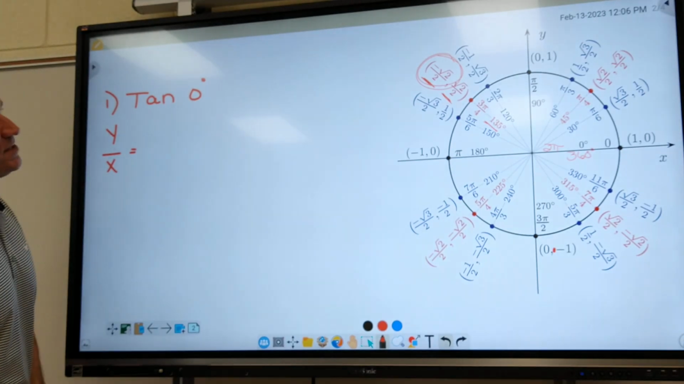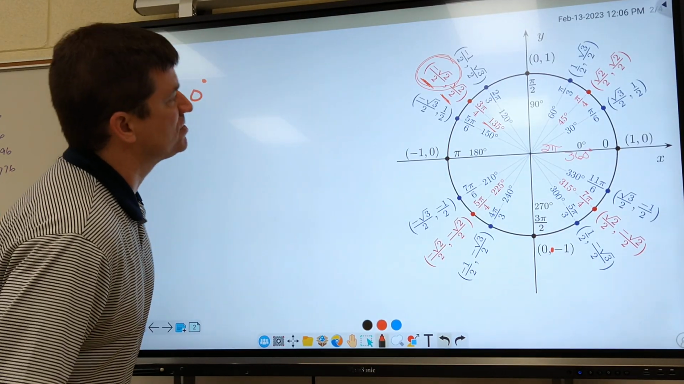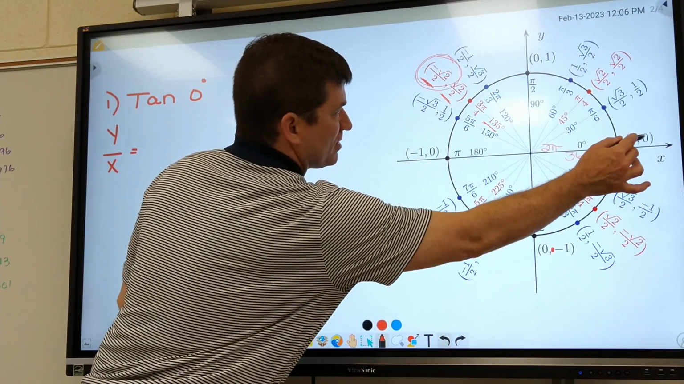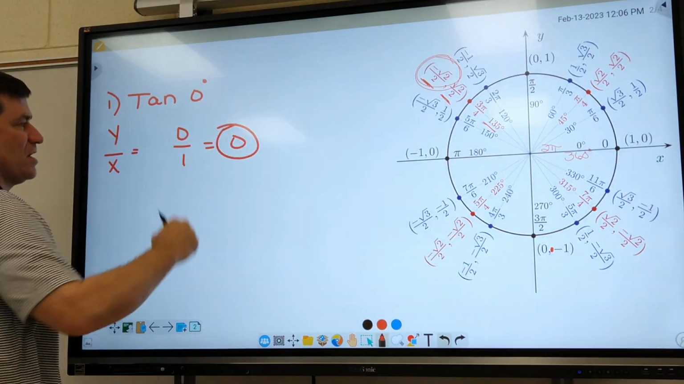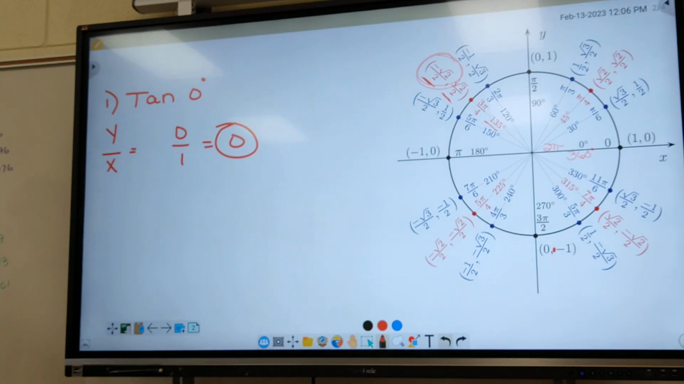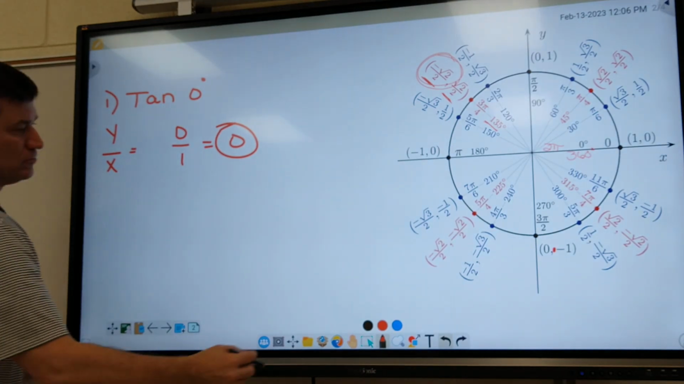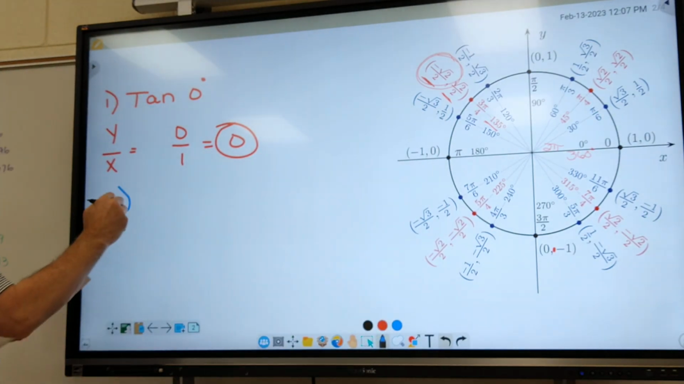Okay, so number one, tangent of 0 degrees. So y over x will have 0 over 1. Everybody knows when 0 is on top, your answer is 0. All right, next one, number 2.